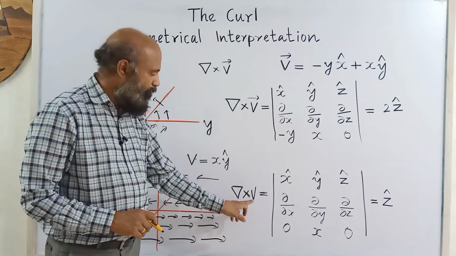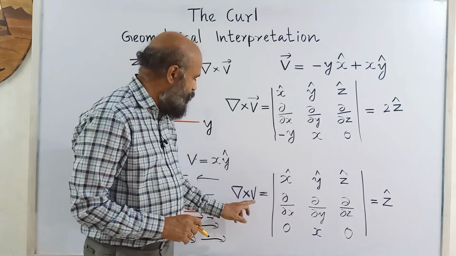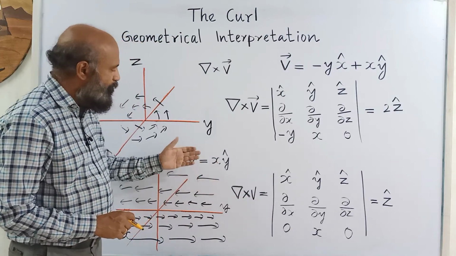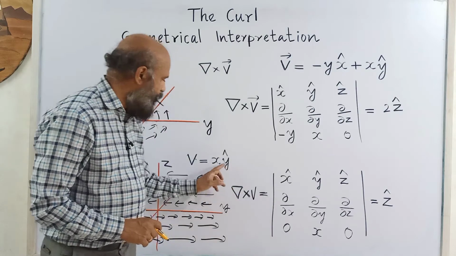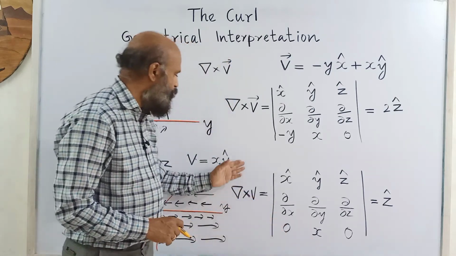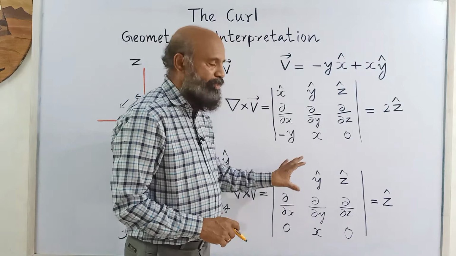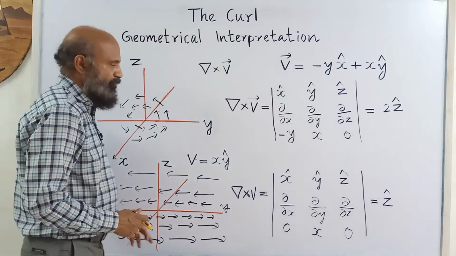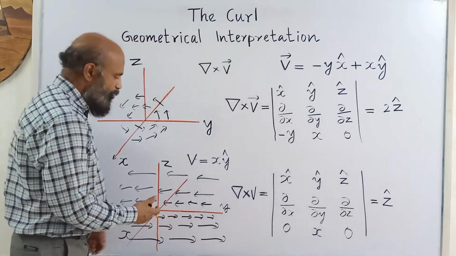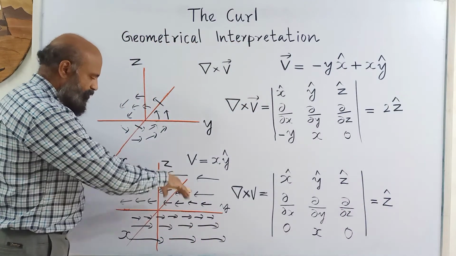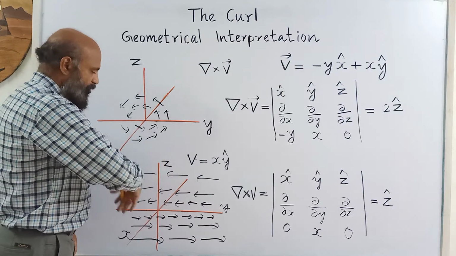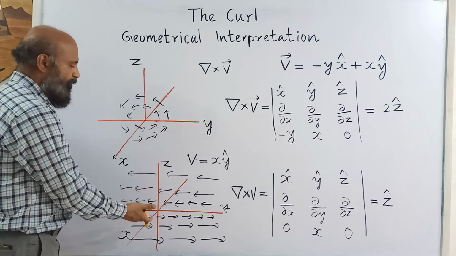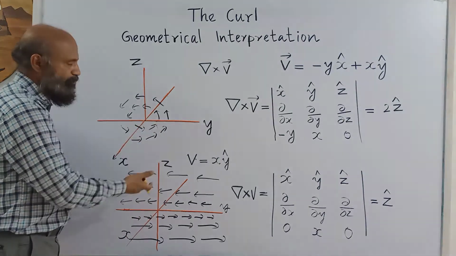Then curl is del cross v. So now if you substitute the values here, there is no x cap, so 0. Y cap, that is x. There is no z cap, so 0. If you determine the value of this determinant, it is z cap. So here curl is z cap. So here also you can see rotation is in this direction. So curl is pointing in the direction of z axis.